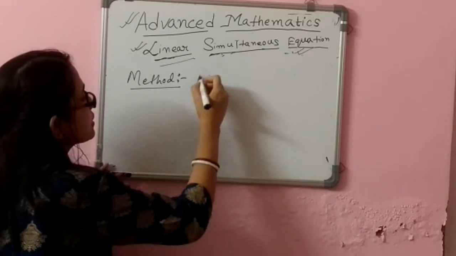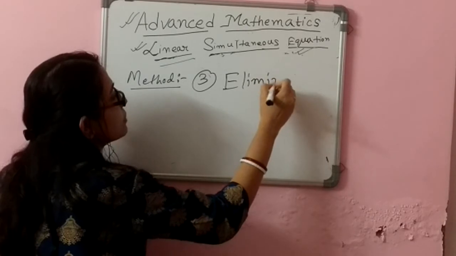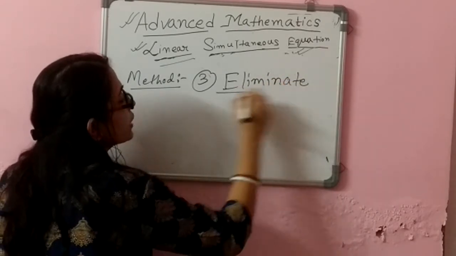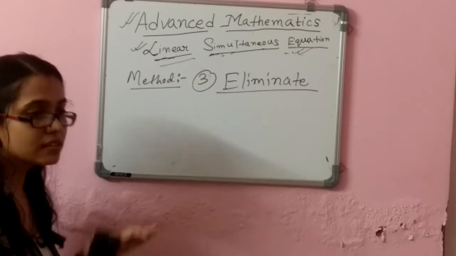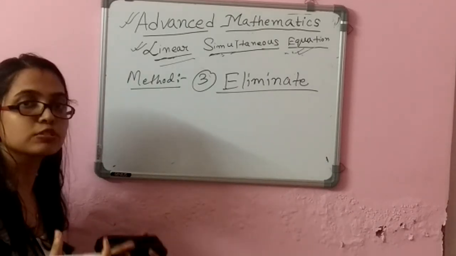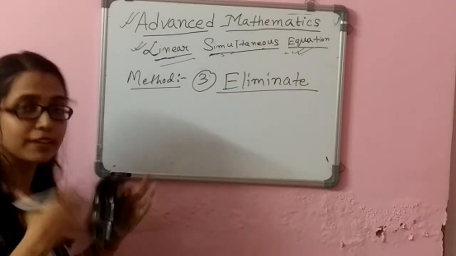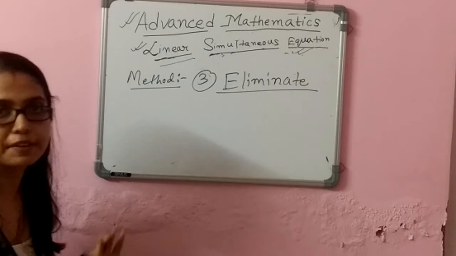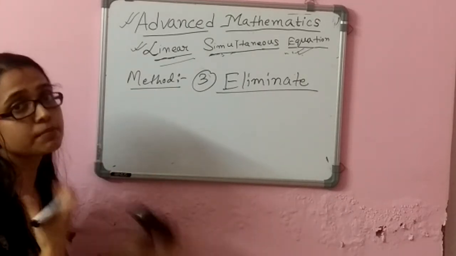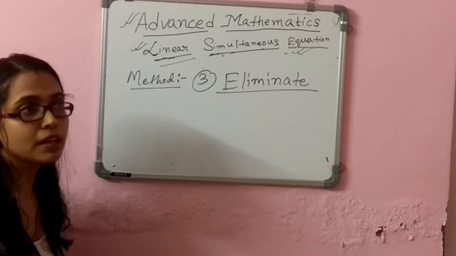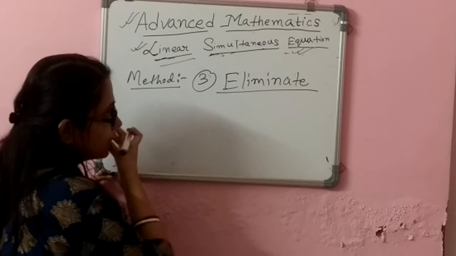The third is the elimination method. Eliminate. What do you mean by the word eliminate? Eliminate means to erase some values. So what will we have to erase? Whatever the method, everything is related with the variables, right? So we have to eliminate one variable. Substitution means we have to substitute the value of one variable. Comparison means we have to compare one variable. So like that, what is the elimination method?